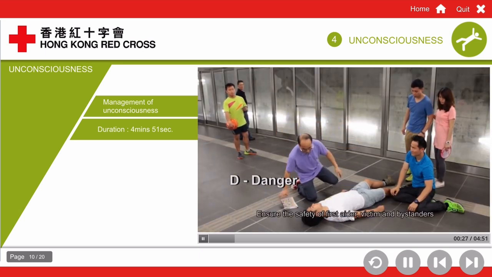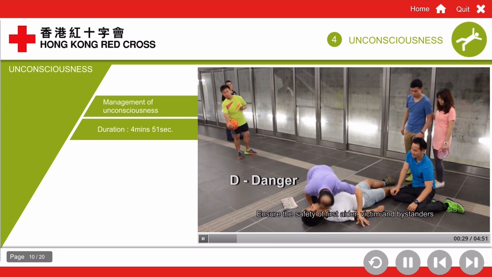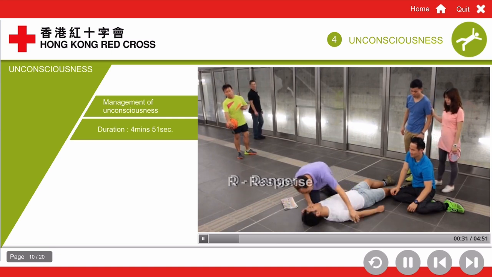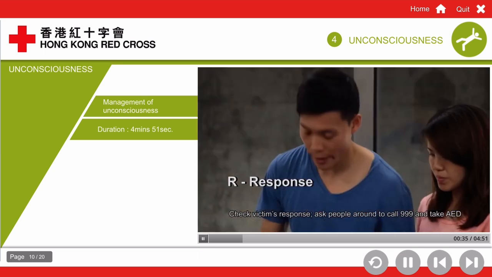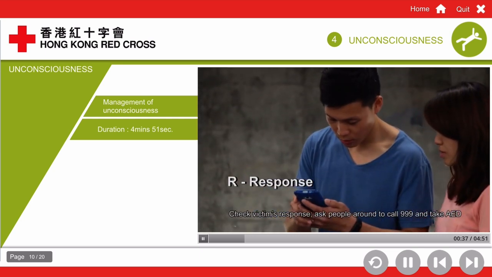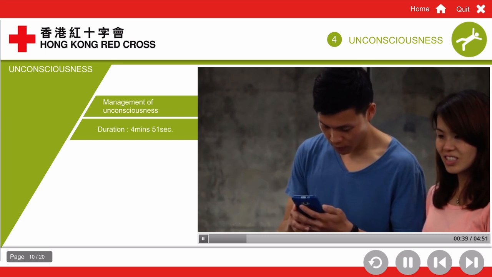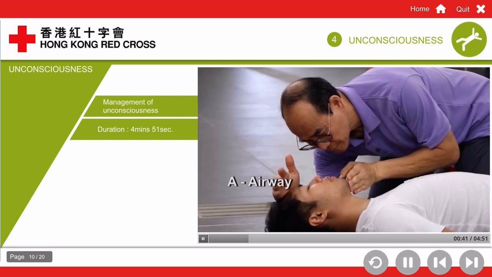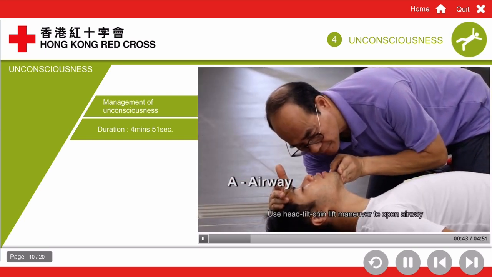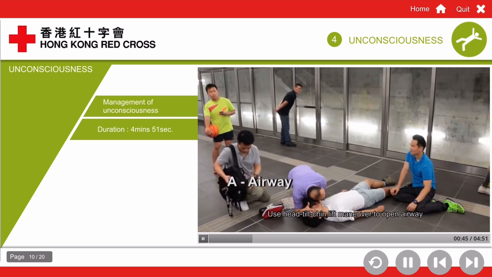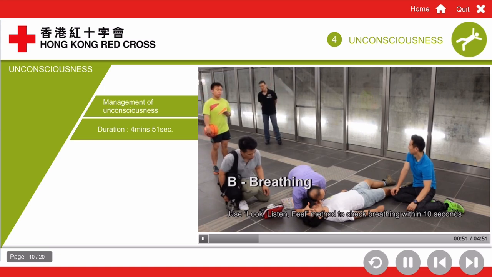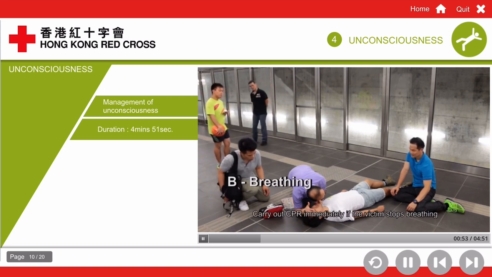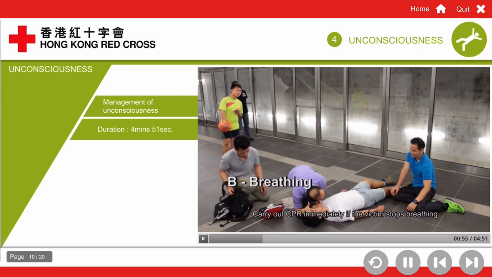D, Danger. Ensure the safety of first aider, victim and bystanders. R, Response. Check victim's response. Ask people around to call 999 and take AED. A, Airway. Use head tilt chin lift maneuver to open airway. B, Breathing. Use look, listen, feel method to check breathing within 10 seconds. Carry out CPR immediately if the victim stops breathing.